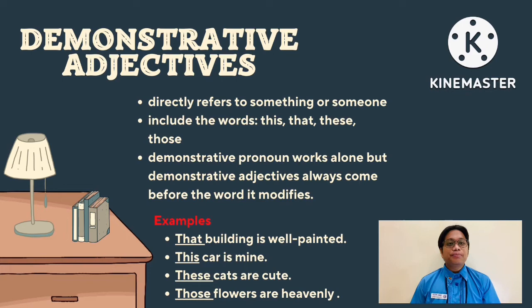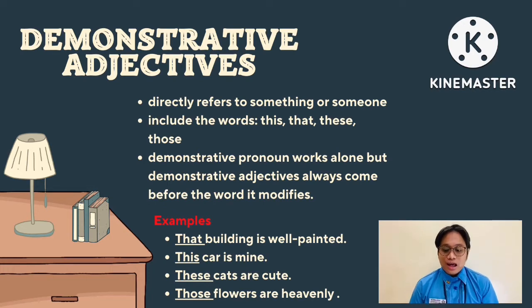The first example, we have: that building is well painted. The demonstrative adjective used there is the word that. Okay, so when we use that, we are pointing to a singular noun that is far away from us. So the word that is our demonstrative adjective, and it describes the word building.